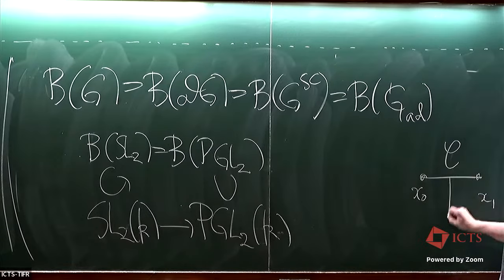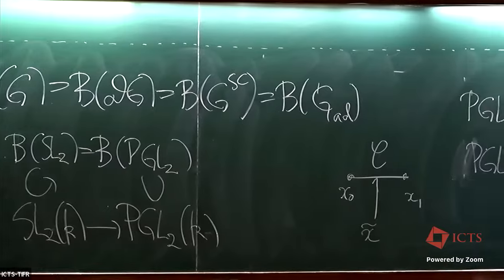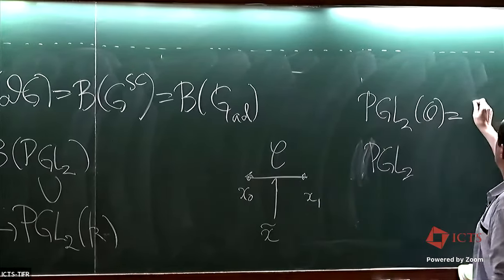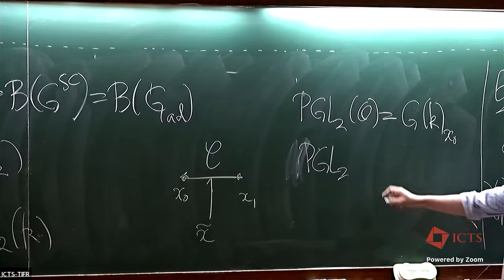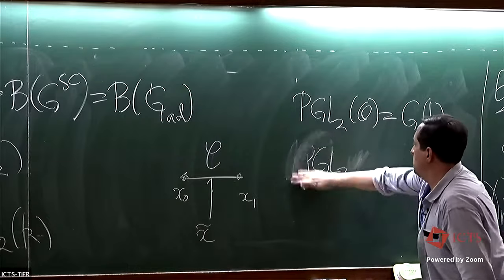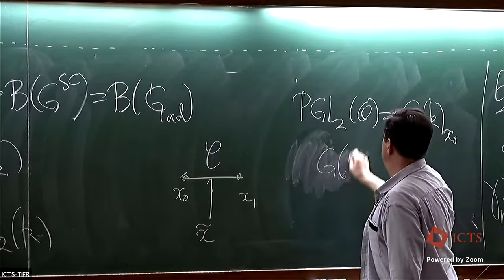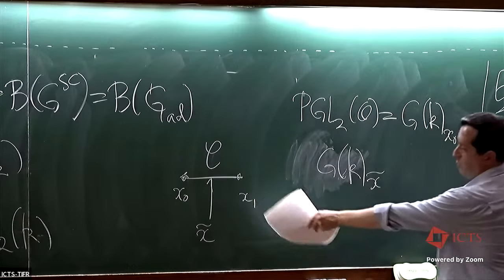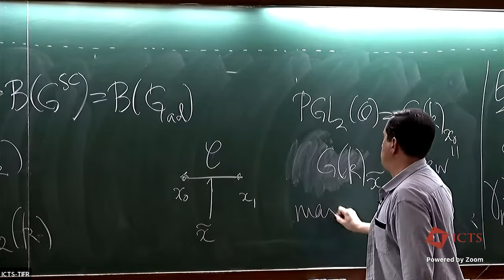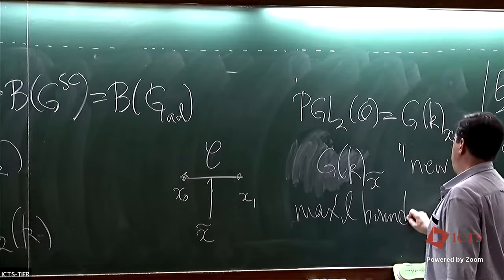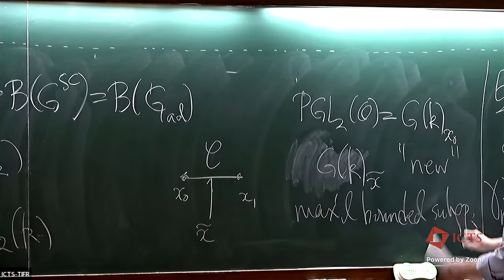But it turns out here, you have this point in the middle. And it turns out that in this case, PGL2 of O, and then PGL2, so this turns out to be the stabilizer of this point. So this is GK stabilizing one for a particular chamber. And this, on the other hand, if we consider the stabilizer of this point in the middle, this is a kind of new maximal bounded subgroup, which as a group looks totally different from this one.